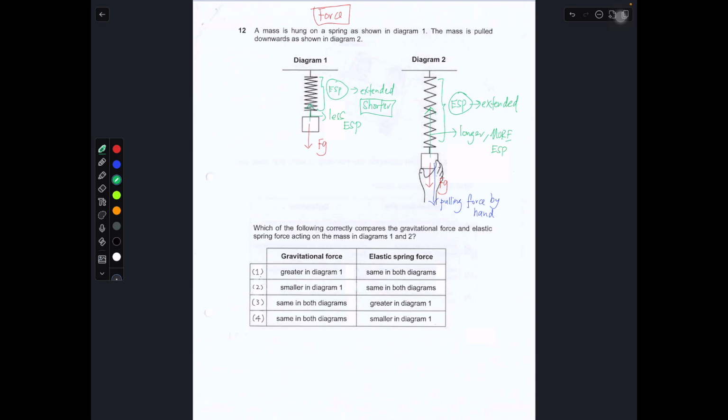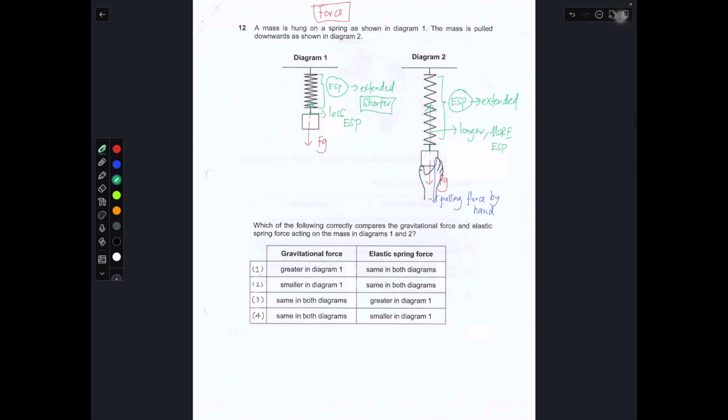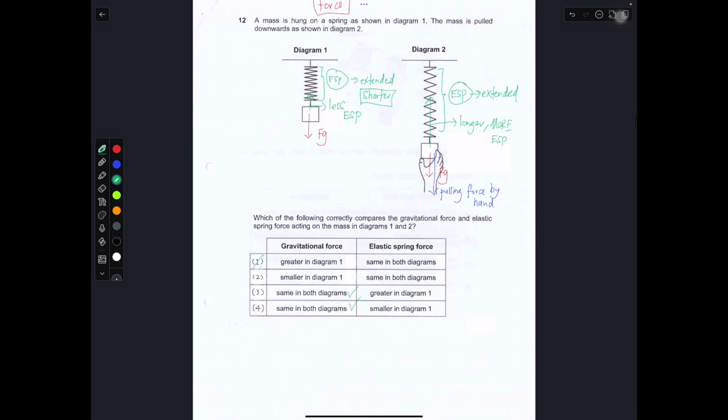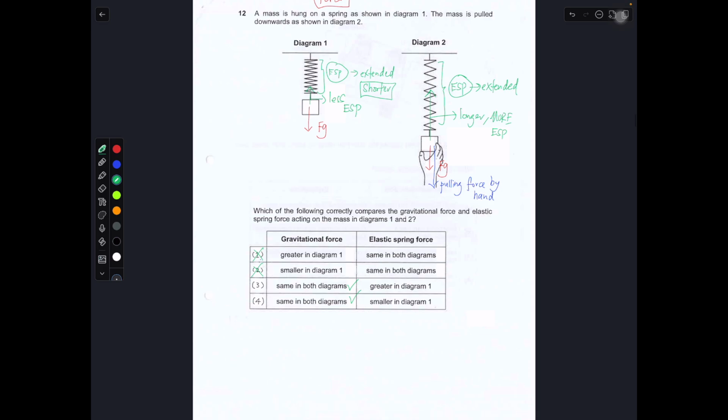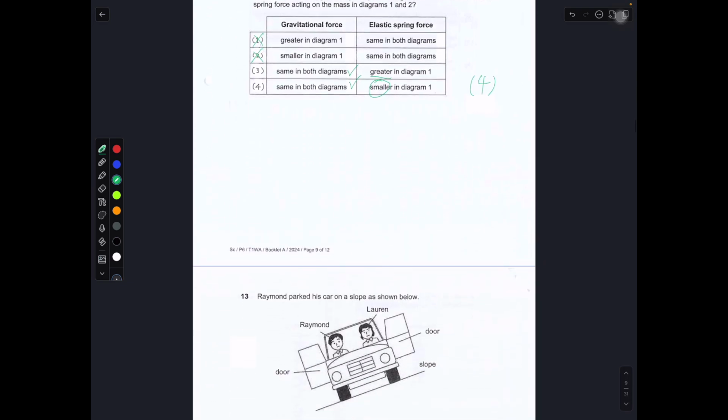So which of the following correctly compares the gravitational force and elastic spring force acting on a mass in diagram 1 and 2? Gravitational force, they are the same. Okay, because the mass is the same. Okay, so 1 and 2 are out, so left 3 and 4. Okay, between 3 and 4, right? Okay, you see greater in diagram 1, I already said it is less elastic spring force, so the answer must be number 4. Okay, the elastic spring force exerted by the spring on the mass is less because the spring is less extended.